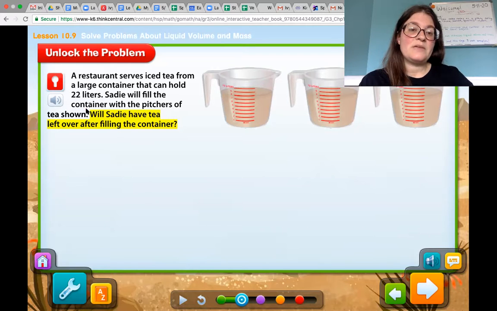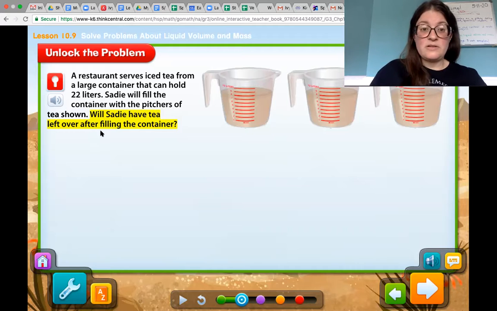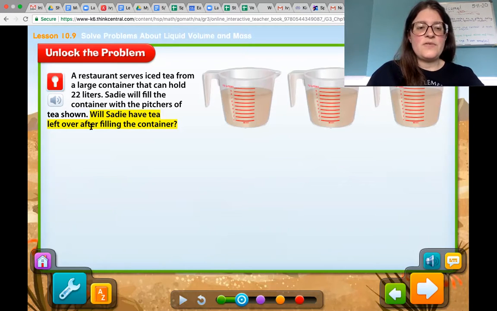22. So now we have to think if the answer to the question that they're looking for is, will Sadie have tea left over after filling the container? So I have a pretty good idea of what I think the answer is, but I'm going to keep going and let's see if it comes up with the answer that you're thinking of.